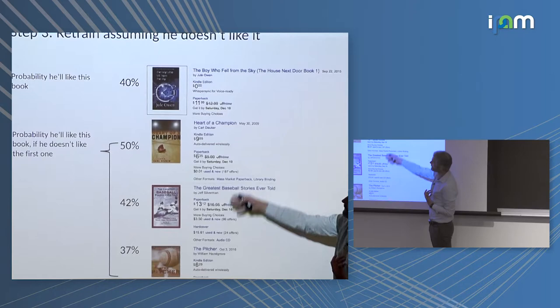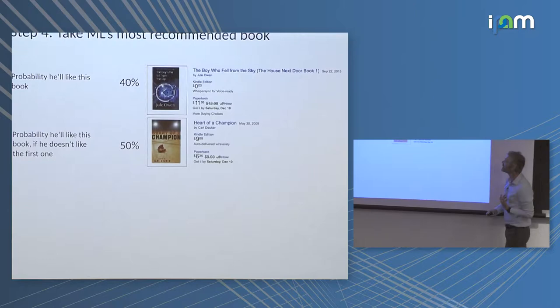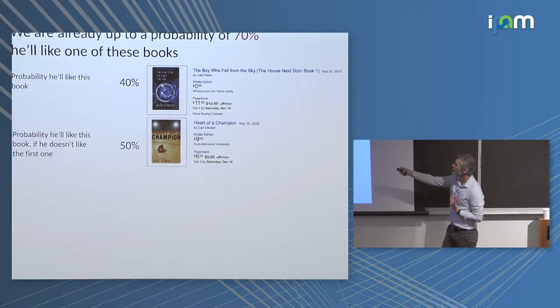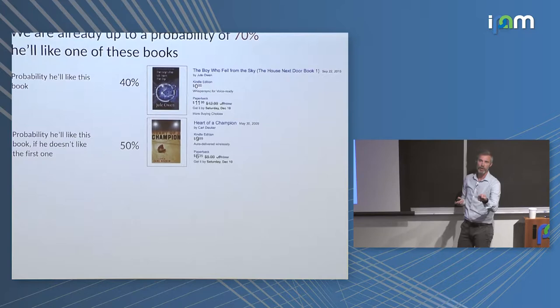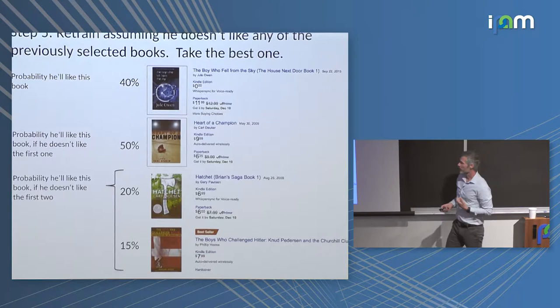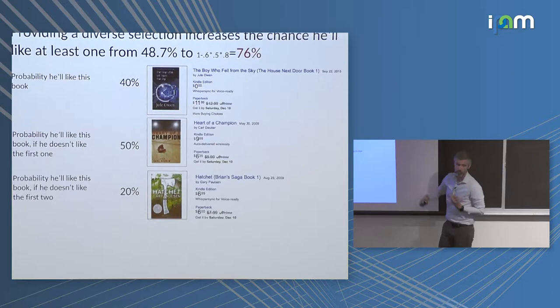I add this one to my set, and the probability he'll like this book if he doesn't like the first one is 1/2. Then I repeat that process. I ask my supervised learning, and then you can calculate 0.6 times 0.5, subtract that from one, and you get 70%. So with a recommendation set of size 2, I'm already exceeding the naive recommendation method, what it was able to achieve with a recommendation set of size 3. Repeat that process, get some sort of generic school book, which is actually pretty good, add that to my set, and achieve a probability of success of 76%.